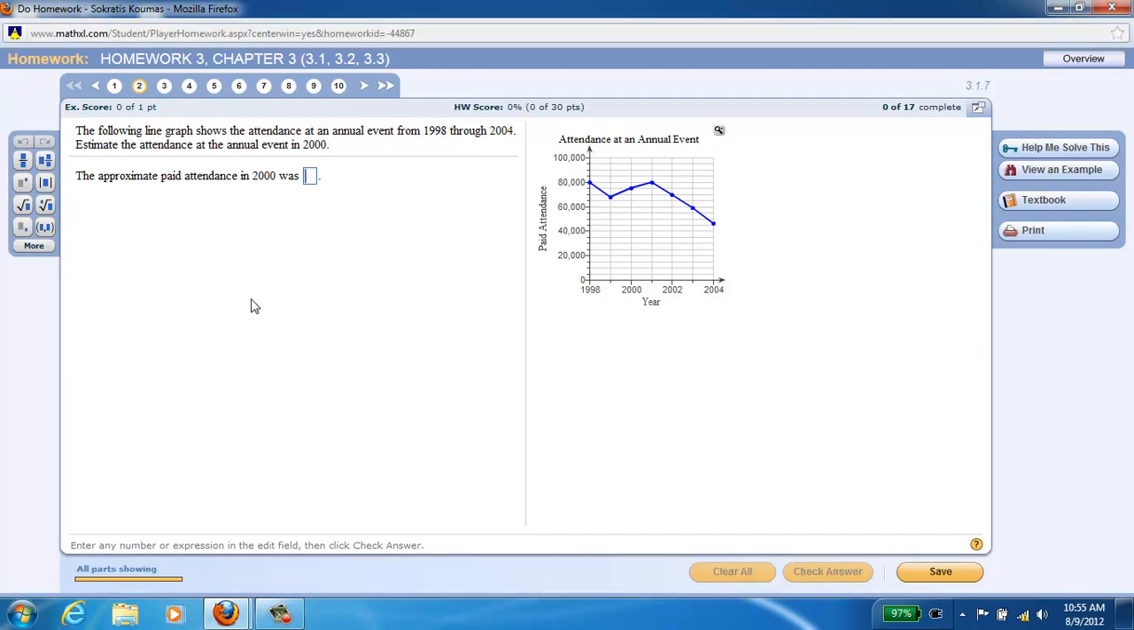Number 2, it's a line graph, so you have to approximate the paid attendance in 2000. So you have to check for 2000 what was approximately the attendance.